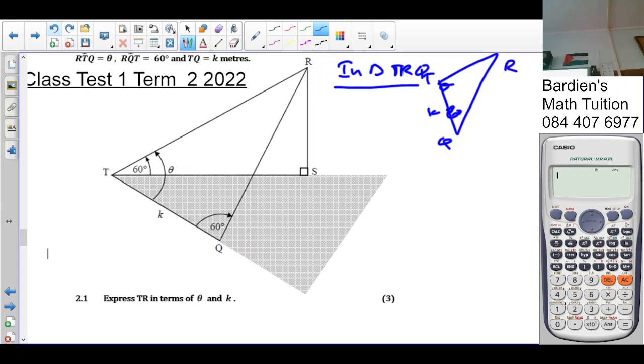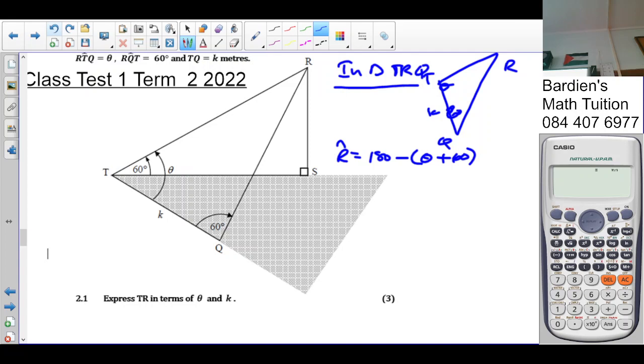We have many angles, so of course the sine rule. So we're going to have sine of angle R over K. However, I need angle R. So angle R is equal to 180 minus theta plus 60 degrees, or 60 degrees plus theta. I'm not going to say it's 120 minus theta. I'm going to leave it as 180 minus theta plus 60, or 60 plus theta. The reason for that is because I can just apply a reduction formula to it and take it to the quadrants.